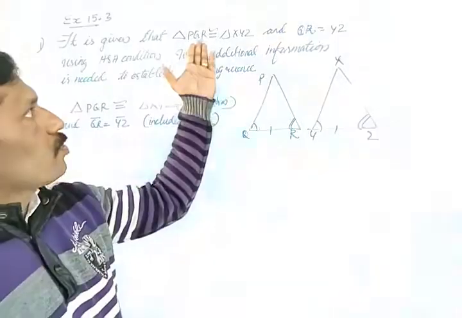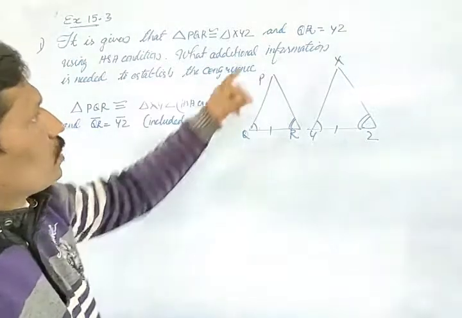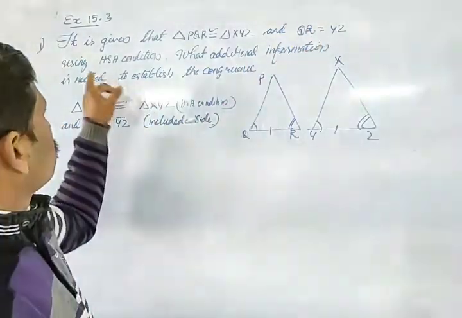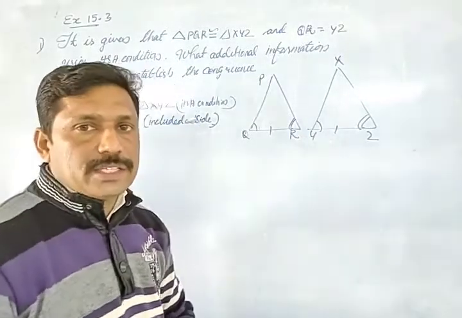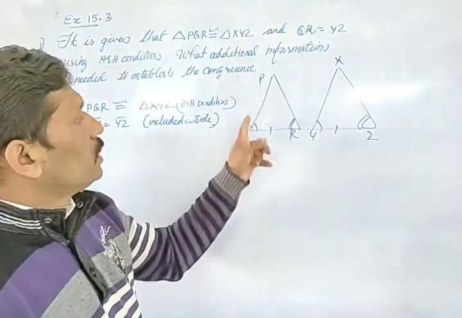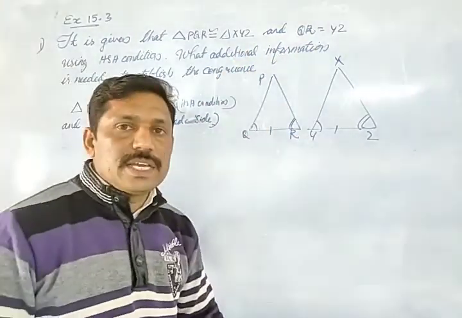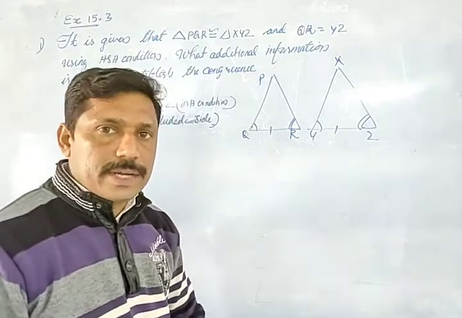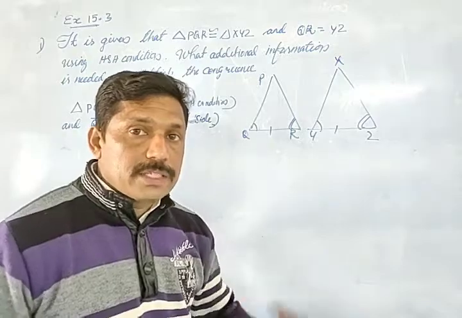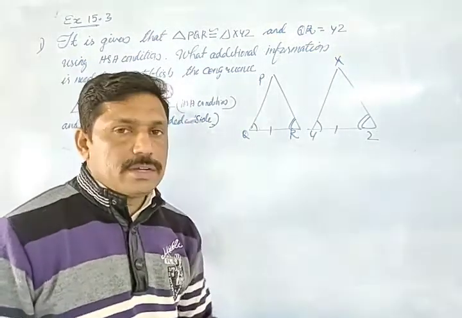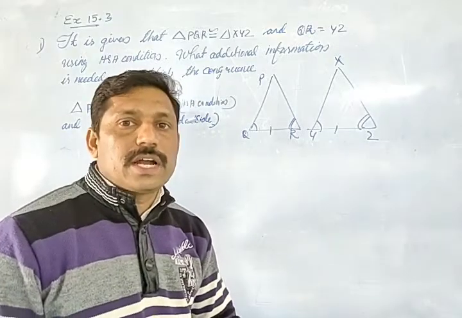It is given that triangle PQR and triangle XYZ are congruent by the ASA condition, and QR is equal to YZ. That means the included sides of both are equal. One condition of that congruency is given. And our question is, what are the other two things needed for this condition?